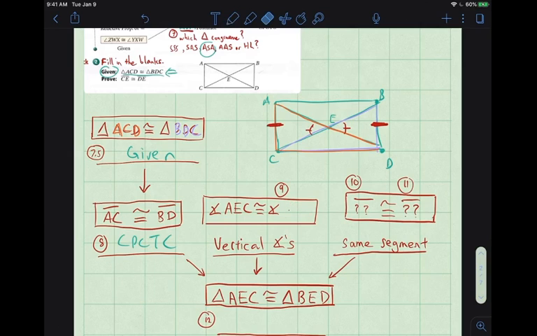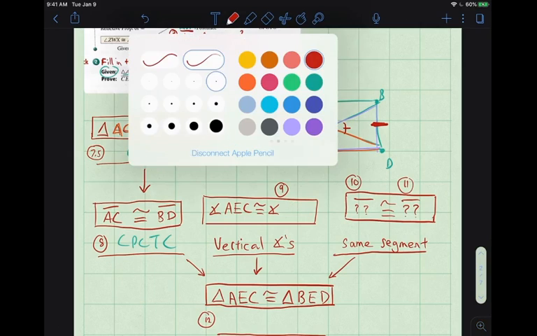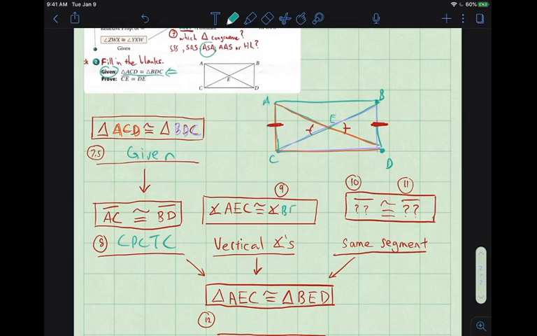I wanted it to be BED. This is where I messed up, because really we should be proving that these two triangles here in the middle are the same. That's where I made my mistake, because this one should not be same segment. We should be looking for an angle here. This is what I have to apologize for.